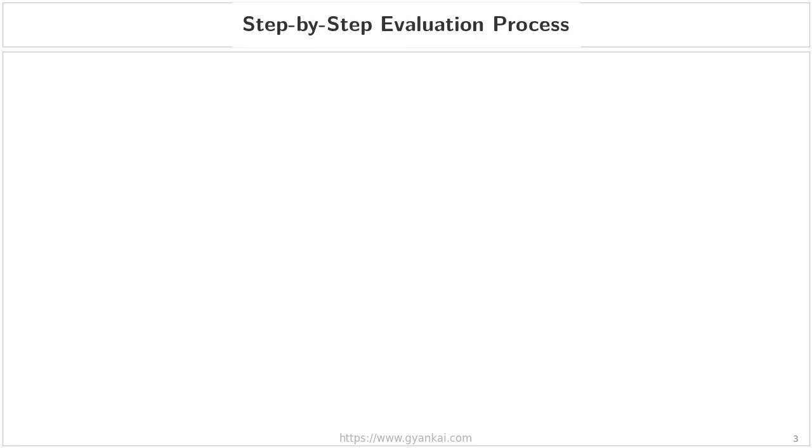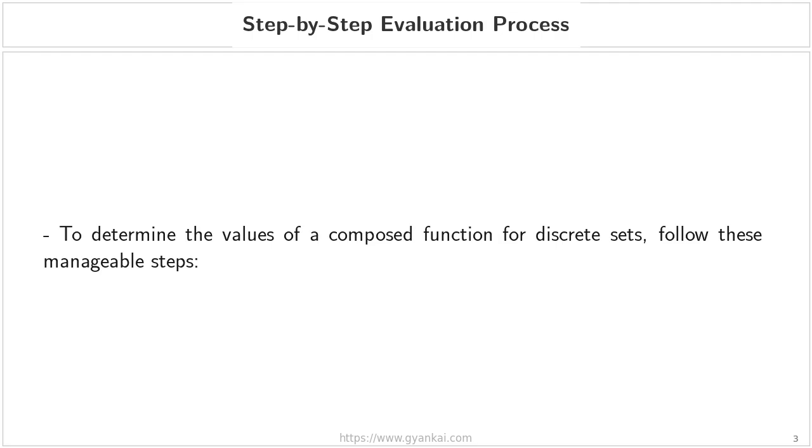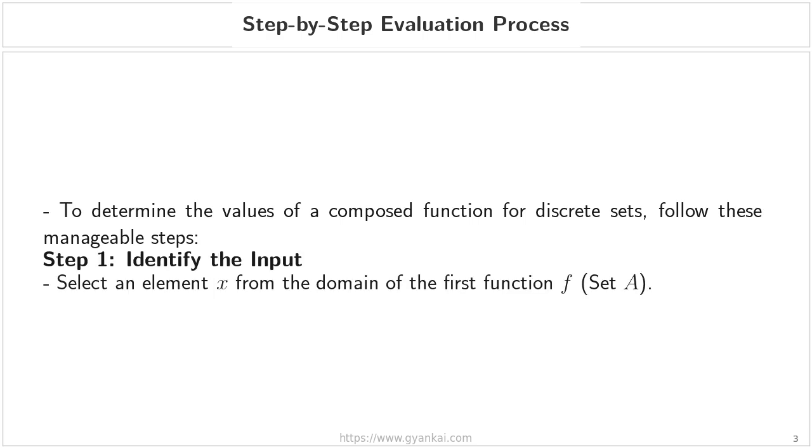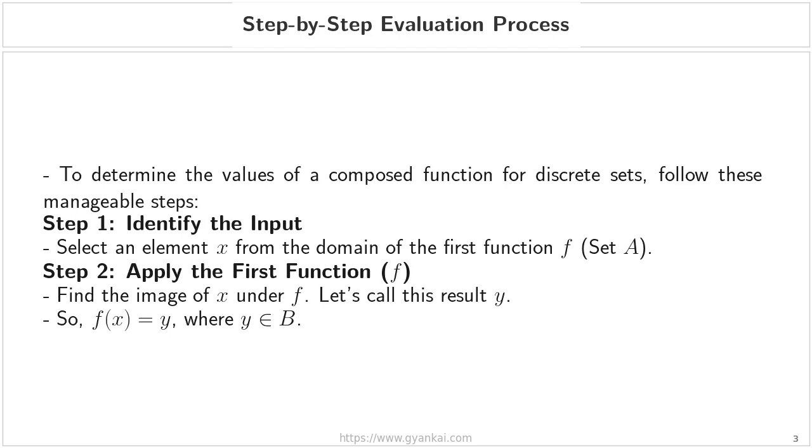Step-by-step evaluation process. Now that we have established the theoretical bridge between our sets, let's break down the actual process of evaluation. To determine the values of a composed function when working with discrete sets, you can follow these four manageable steps. First, we begin with step 1, identify the input. Simply select an element, which we will call X, from the domain of the first function, f, which is located in set A.